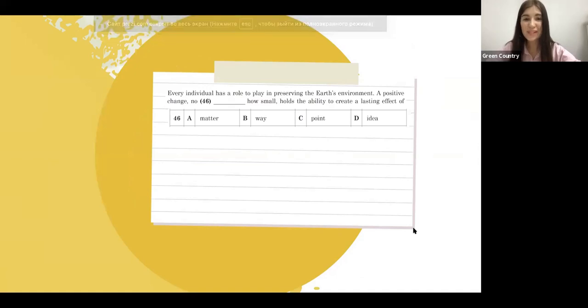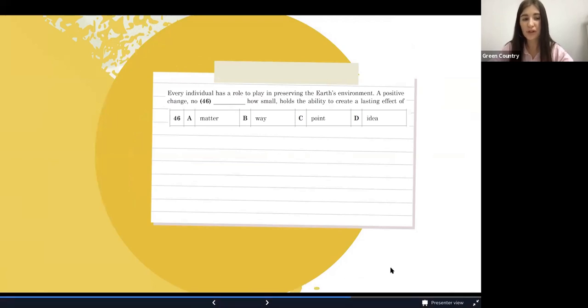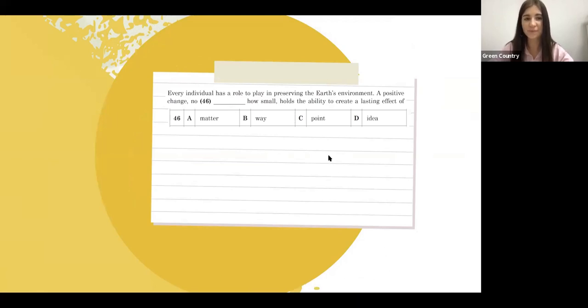Okay, "a positive change? No." Gap, however small it holds. We need to choose the word after "no." What can it be? What do you think? No matter, no way. Yeah, you're right. It's "no matter." It means it's not important which change. Small change, big change, or just a middle one, any change can give effect.